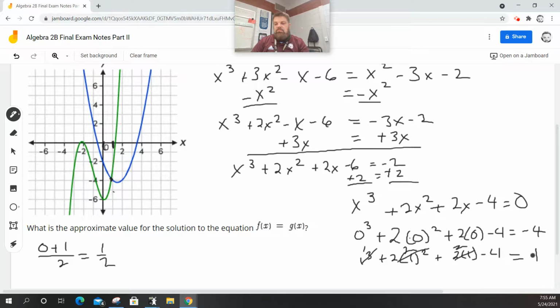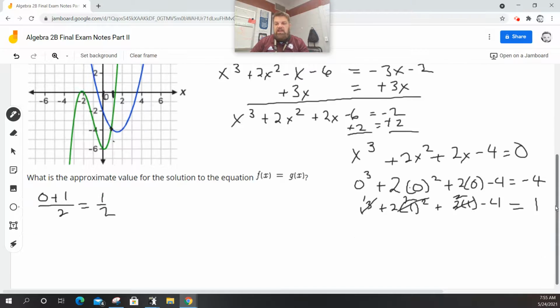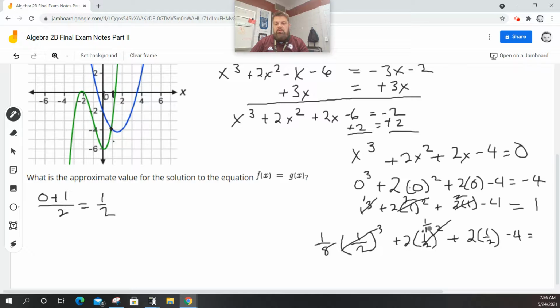So what I'm finding out is that my solution is pretty darn close, it's between 0 and 1. So now I'm going to evaluate it at 1/2. All right. So if I evaluate it at 1/2, I've got 1/2 cubed plus 2 times 1/2 squared plus 2 times 1/2 minus 4. And we're going to figure out what that is. 1/2 cubed is 1/8. 1/2 squared is 1/4. 1/4 times 2 is 1/2. 1/2 of 2 is 1.